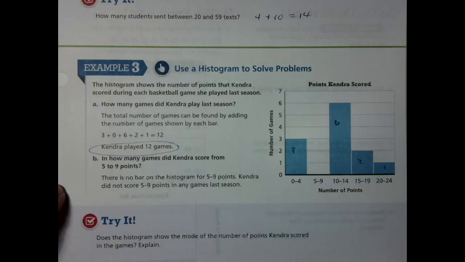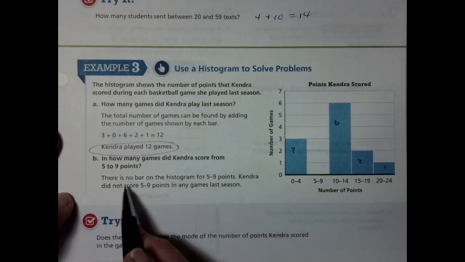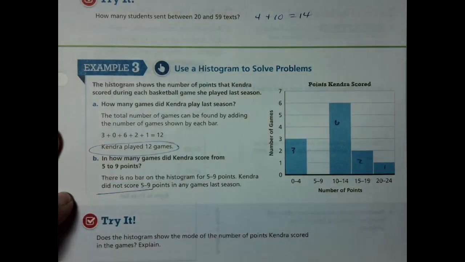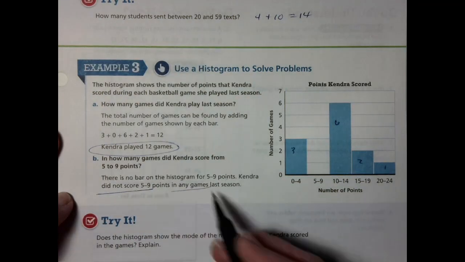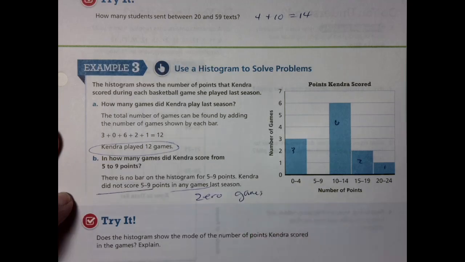Now, this is the type of question you might see on a standardized test or your state test coming up before too long, where they give you a picture like this and ask you questions about it. Okay? In how many games did Kendra score from 5 to 9 points? There is no bar on the histogram for 5 to 9 points. So Kendra did not score 5 to 9 points in any game. So the answer is 0 games. Okay?